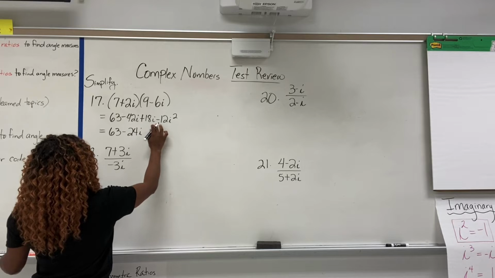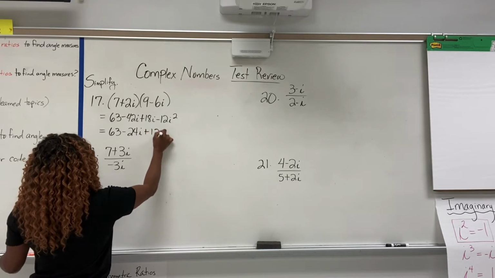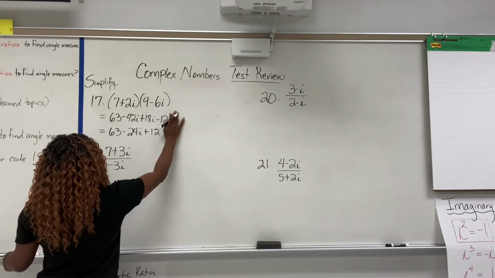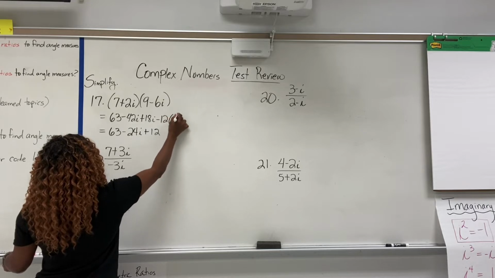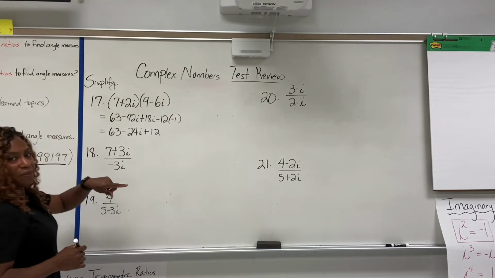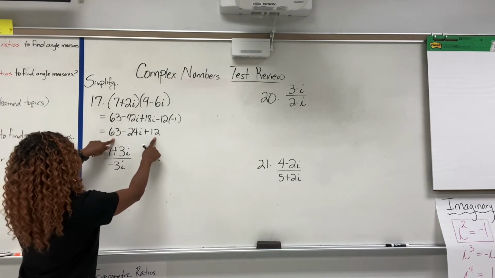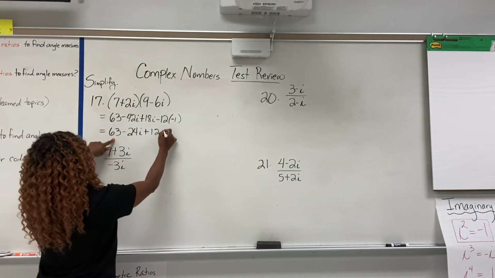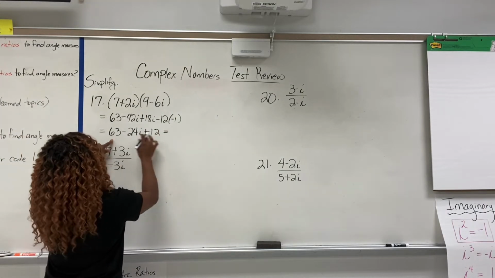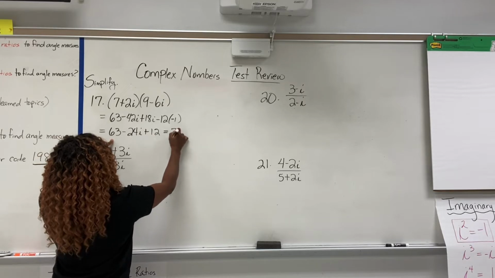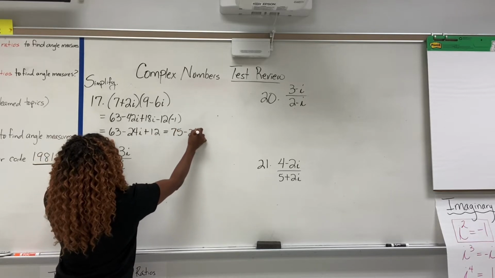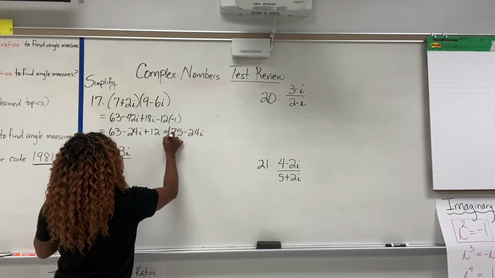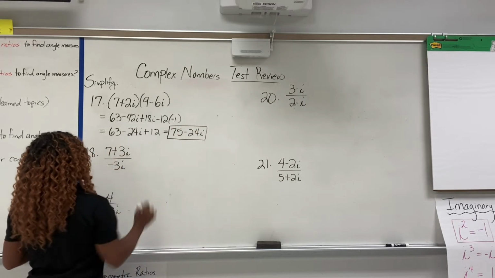So a -1 times a -12 is a positive 12. All right, so this is what I did. I just replaced i squared with -1. And I'm almost done. But now I've got these two like terms that I've got to work on. So 63 plus 12 will give me 75 minus 24i. Now here is the final answer for that.